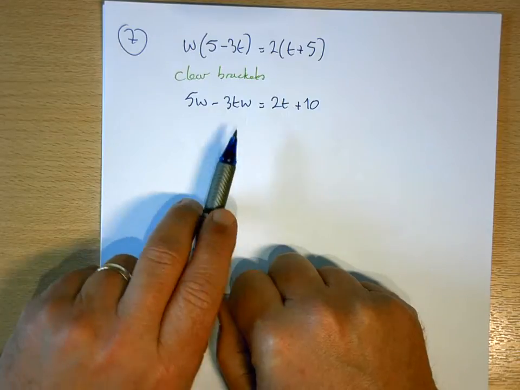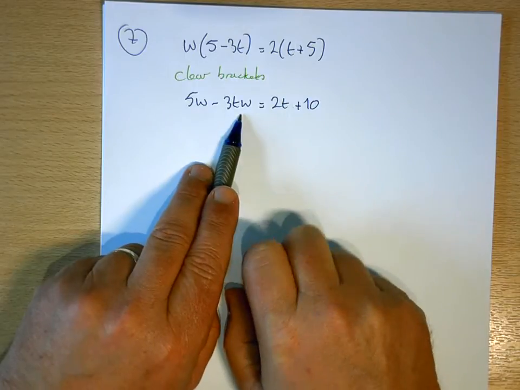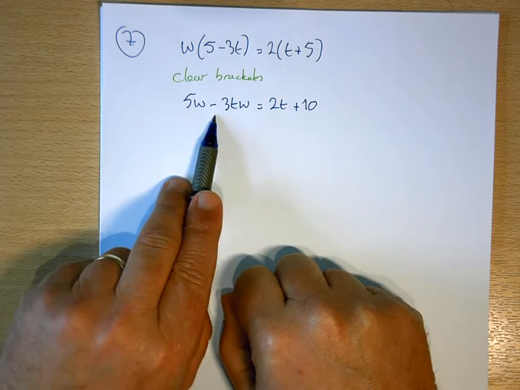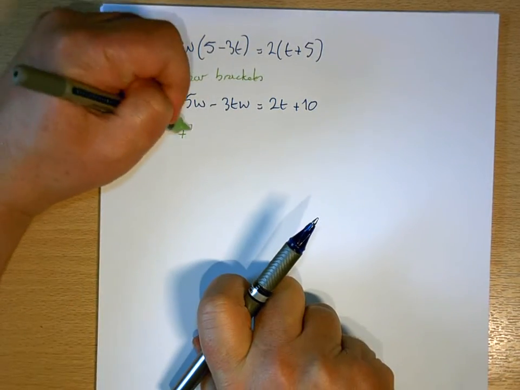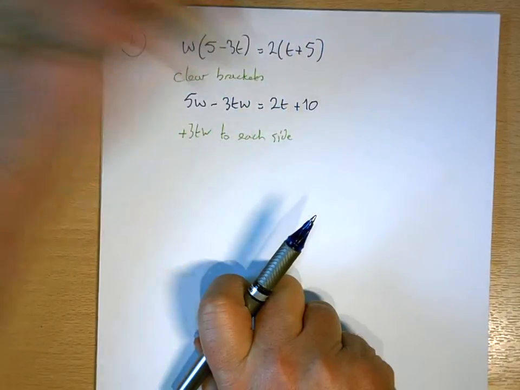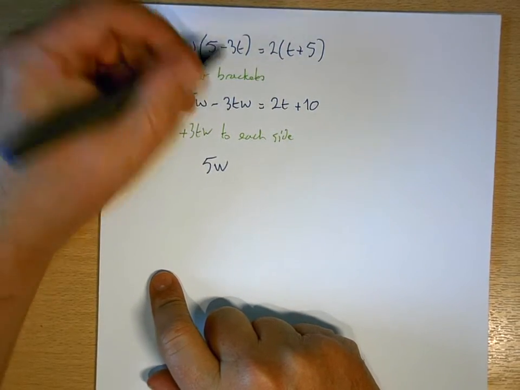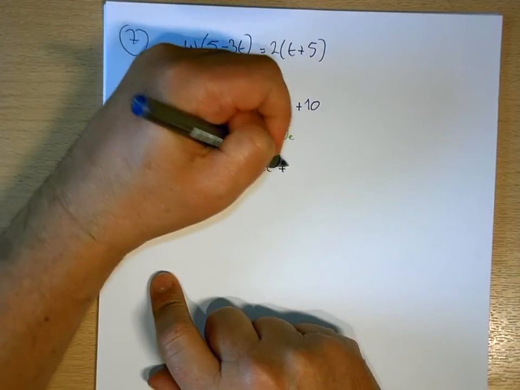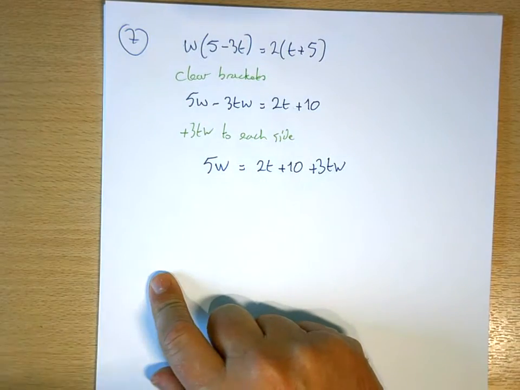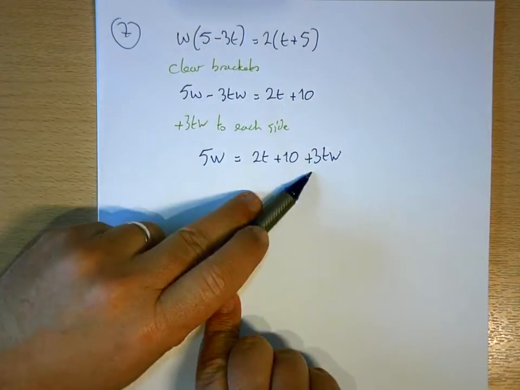So the first thing to do then is to make sure that this minus 3tw ends up on the right hand side, and I do that by doing the opposite of taking 3tw. I'm going to add 3tw to each side. So I'm left with 5w on this side equals 2t plus 10 plus 3tw on that side. Okay, so by adding 3tw, it's gone from there, but I've got a plus 3tw on that side.